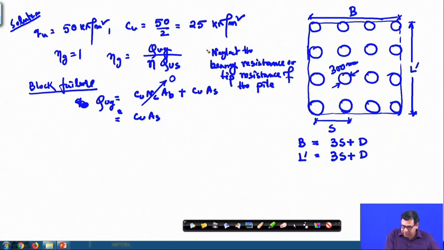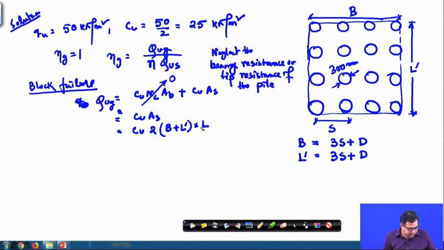That condition was given in the problem, so we are considering only the frictional resistance. The reason is that it is a floating pile, not resting on a hard stratum, so the majority of the contribution will be from friction. That is the logic for neglecting the tip resistance. So, Cu into As will be 2 into (B plus L dash) into L, that is the group perimeter into the length.